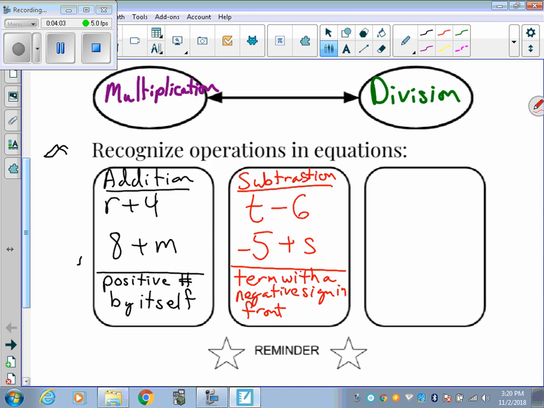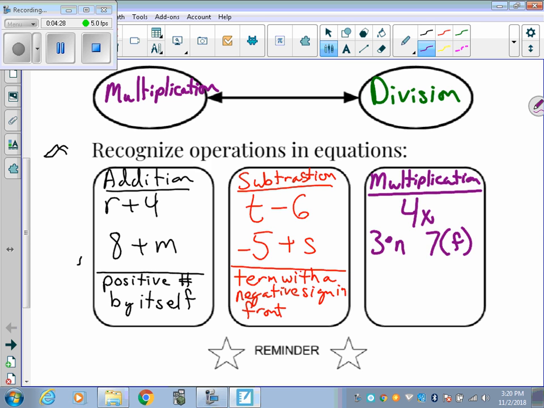And then, last but not least, is the purple multiplication. And we've talked about the different ways of saying multiplication. You can write it as 4 times x, 4x. You can write it as 3 and then that dot and n for 3 times n. And you can use parentheses, something like 7 parentheses f. And again, the parentheses could go around the 7, could go around both of them, but all of that means multiplication.